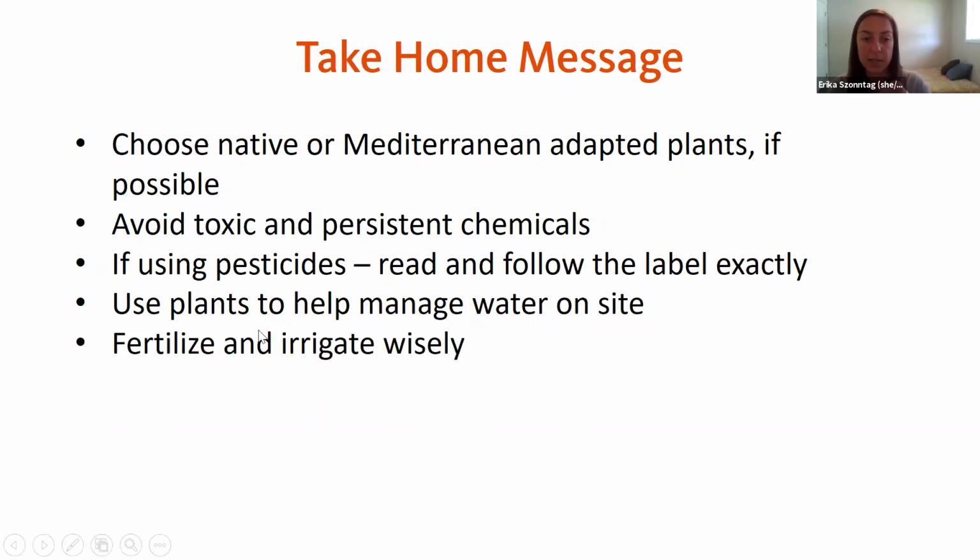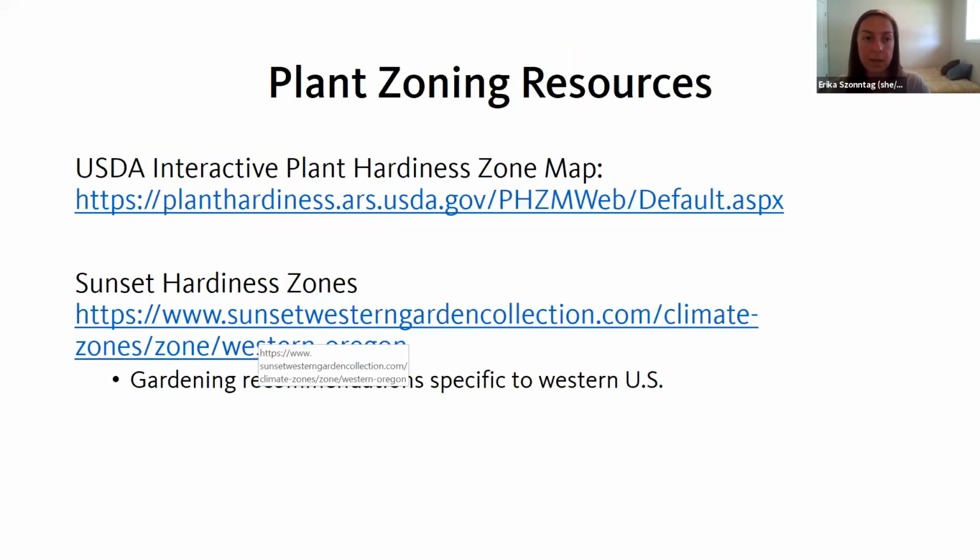And then use plants to help manage water on site and make sure to fertilize and irrigate wisely, and always increase infiltration where you can, and just capture the water that you're already getting on your property, whether it's in the form of rain or from that supplemental irrigation that you're doing.